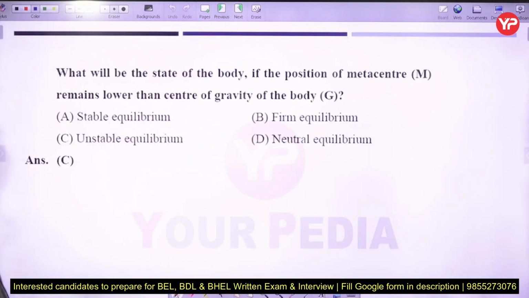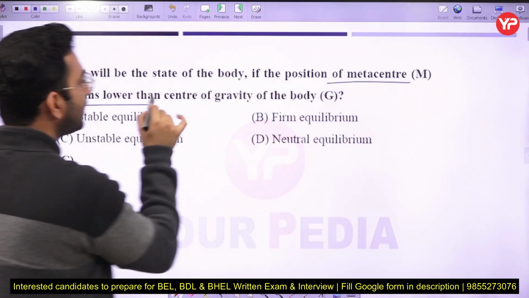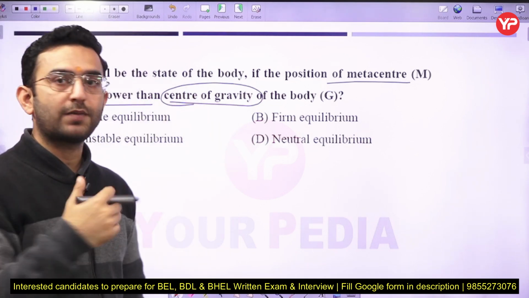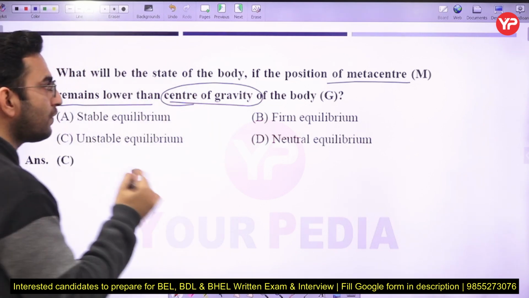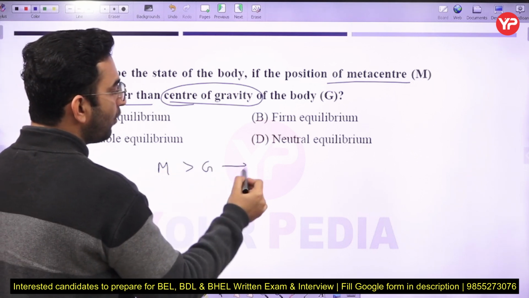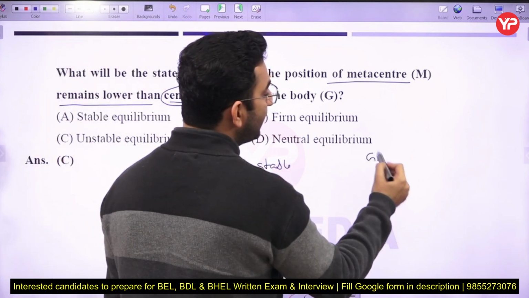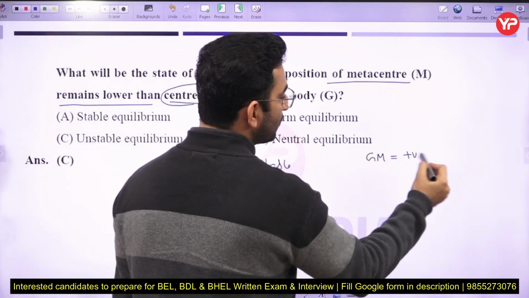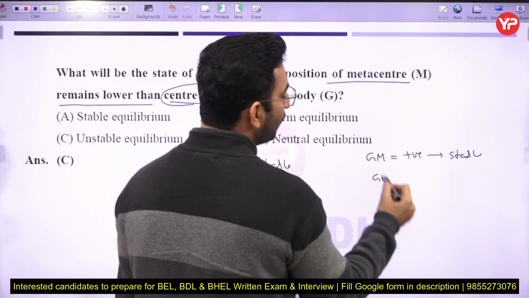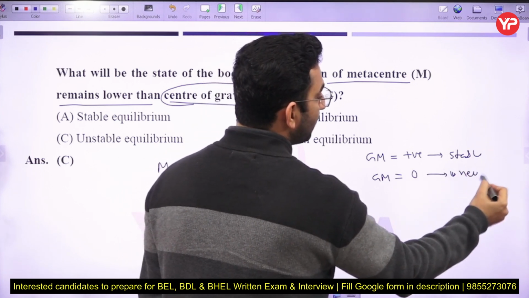Next part, what will be the state of the body if the position of the metacentre remains lower than the center of gravity? Always remember, whenever you are studying the stability of a floating body, we assume that whenever M is above G, the body is in the stable condition. That means if the value of the metacentric height GM is coming out to be positive, we can say it is stable. When the value of the metacentric height is 0, then we say that it is at a neutral position.